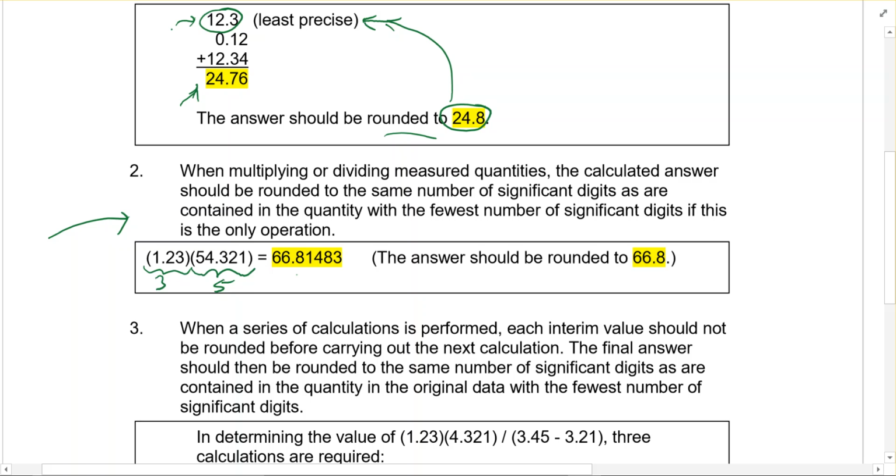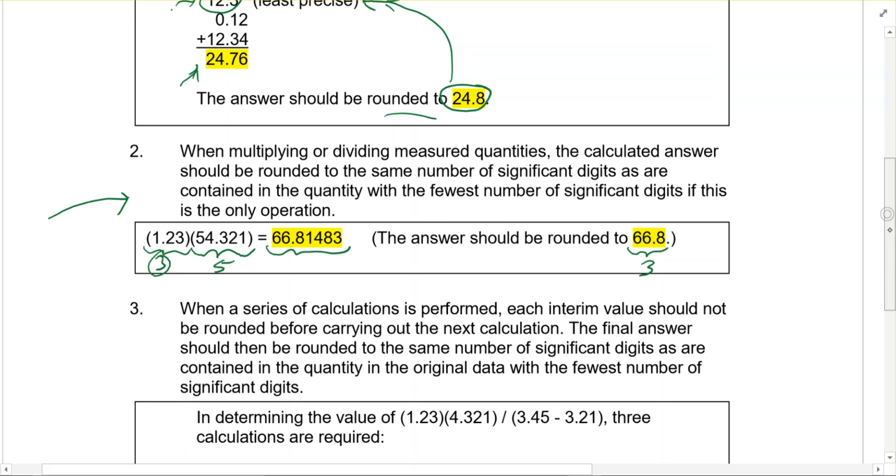Now I just know that whatever my answer might come out to be, I need to round my answer to be the lowest significant digit. So it needs to have 3 as well. So all you do is go through the question, keep all of your, actually that's what it says here. So number 3.